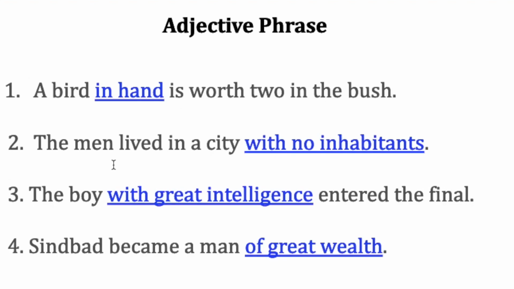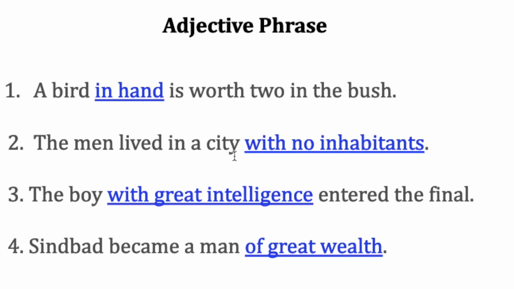Quickly we'll go through a few examples. A bird in hand is worth two in the bush. A bird. What sort of bird? The bird which was there in your hand, the bird which you were holding in your hand. So a bird in hand is an adjective phrase. It's a very popular saying. The men lived in the city with no inhabitants. What sort of city? Where no one was living, with no inhabitants.